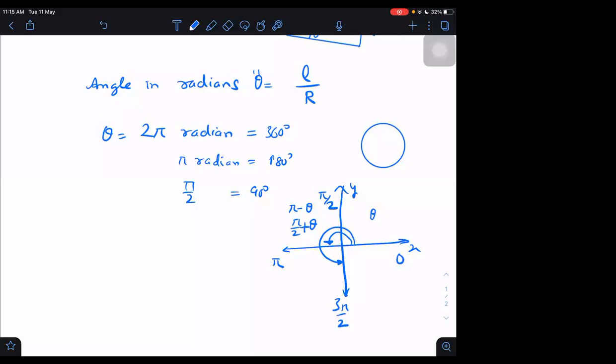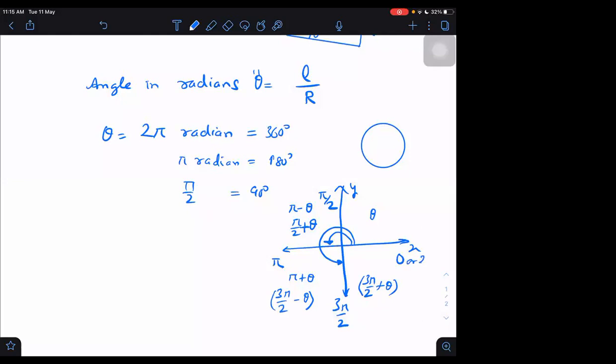In the third quadrant, the angle will be more than 180 degrees, so pi plus theta, and it will be less than 3 pi by 2, so 3 pi by 2 minus theta. In the fourth quadrant, I can say more than 3 pi by 2, so 3 pi by 2 plus theta.